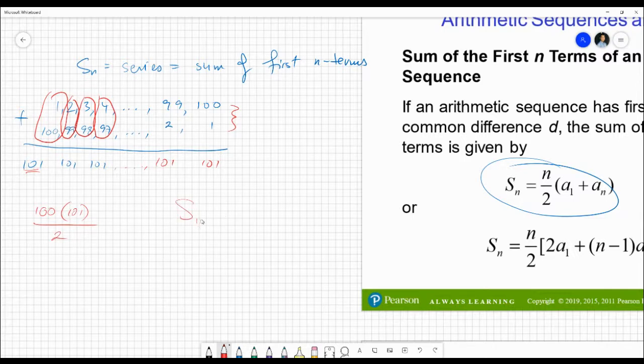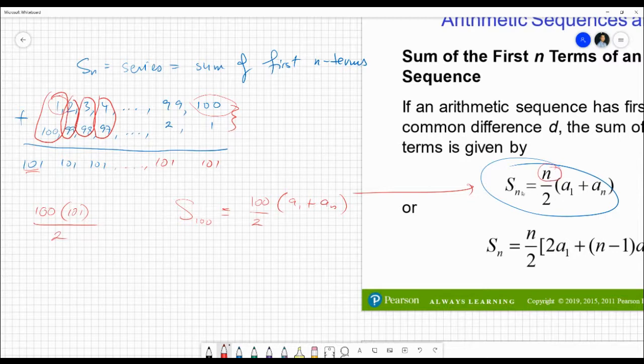So S100, that means the sum of the first 100 terms, from 1, 2, 3, all the way up to 100, is equal to 100, so that's 100 terms, divided by 2 because we're adding 2 of these together. Now, we are adding the first term and the last term together, right? So 1 plus 100. So that's the first term, A1, plus the last term, AN. So you can see the formula here, how they arrive at this formula.